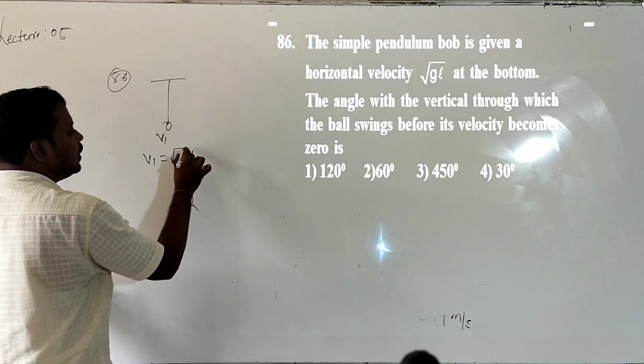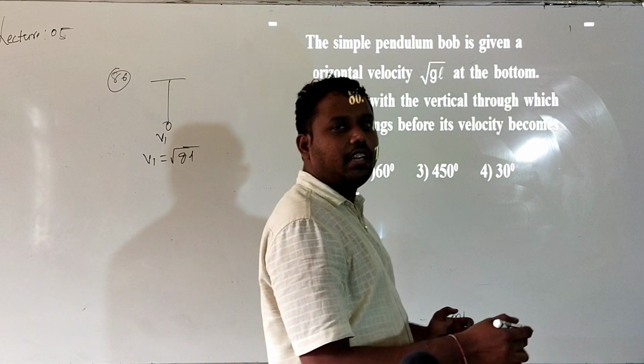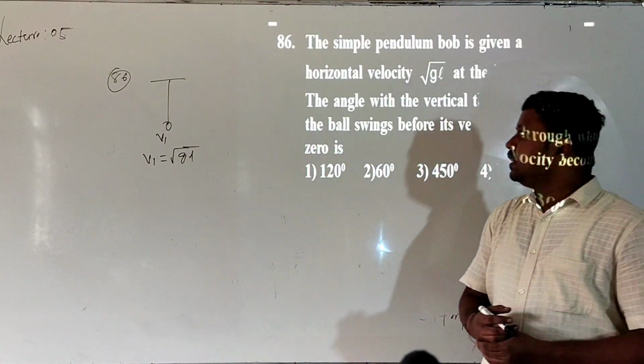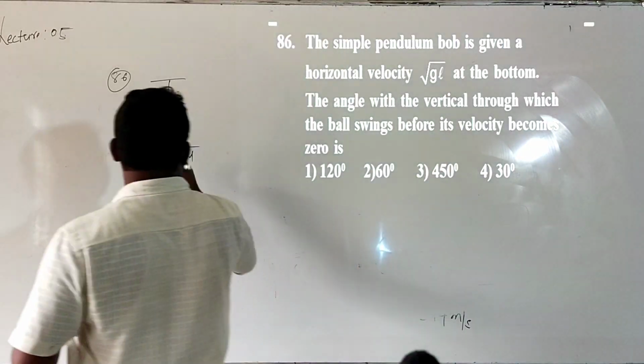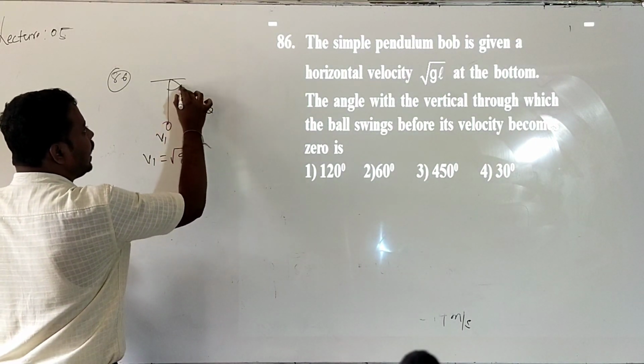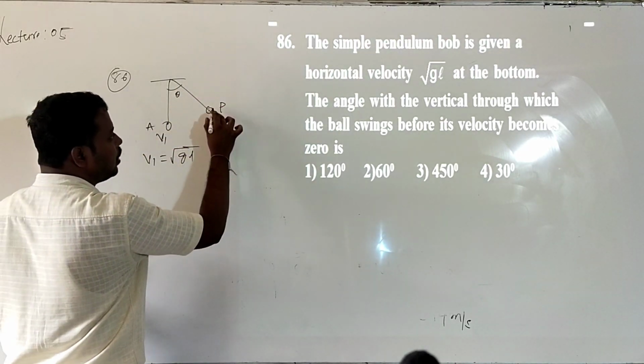No doubt, when the velocity is less than or equal to root over 2 g l, it will oscillate. They are asking us to calculate the angular position at which its final velocity will become 0. Let me call the angular position theta. This point let me call E, and this point let me call P.